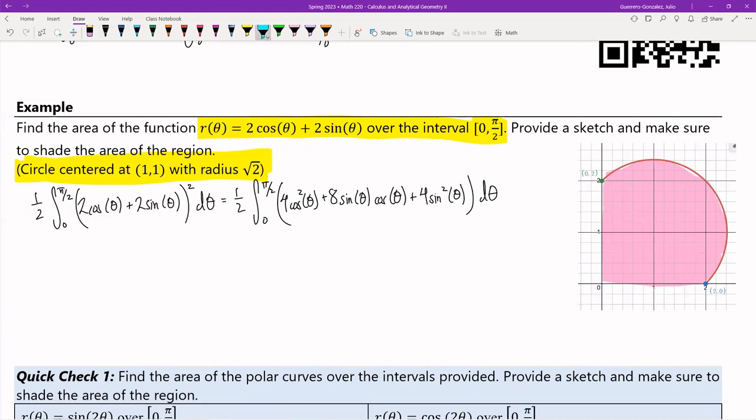Okay. 4 cosine squared theta, 4 sine squared theta. Because we have sine squared and cosine squared, we're adding them, and that should be equal to 1. Now that each one has a 4 in front of it, we should just get 4. This right here, I'm going to separate it out like this: 4 times 2 sine theta cosine theta. If you remember your trig rules, that is a double angle identity.